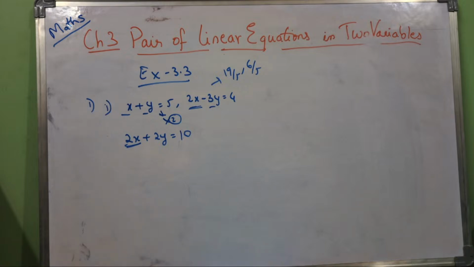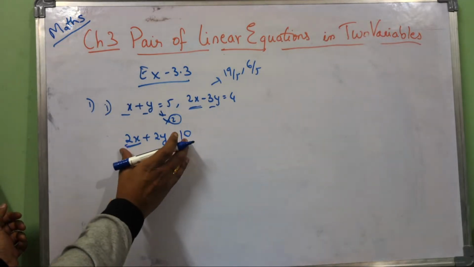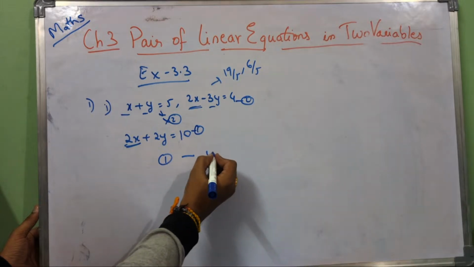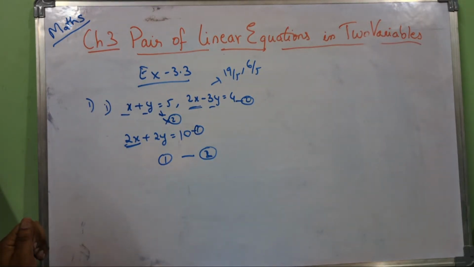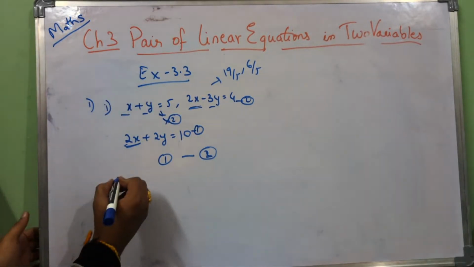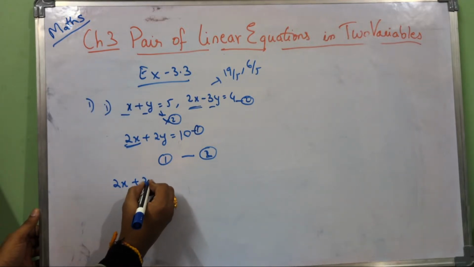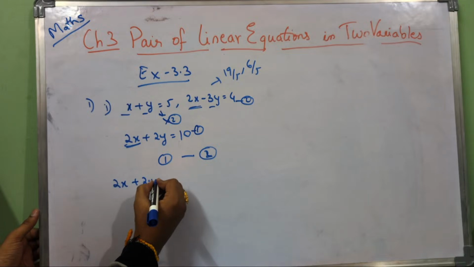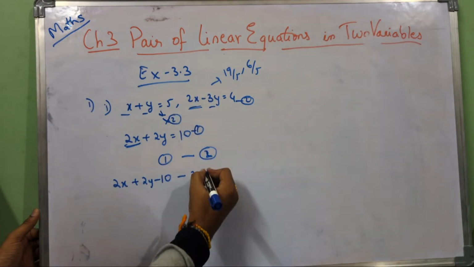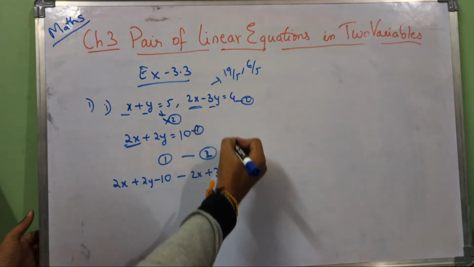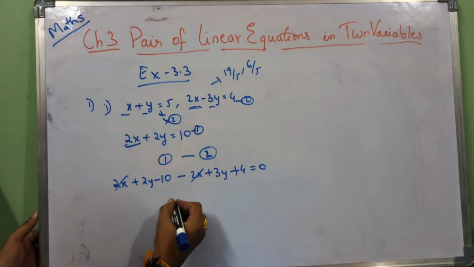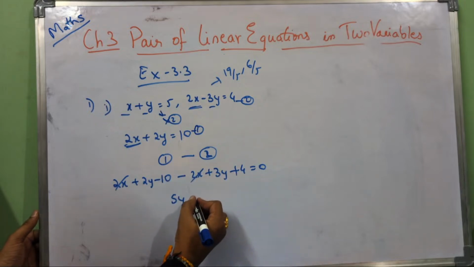How can I solve it? Using subtraction. So subtract these two equations. Let's suppose this is the first equation and this is the second equation. I'm using 1 minus 2. So what will happen if I do 1 minus 2? Then 2x plus 2y minus 10, minus 2x, minus into minus is plus 3y, minus 4 is already there, so it will become plus 4, equal to 0. 2x and 2x are cancelled, 2y plus 3y is 5y, and this becomes minus 6.